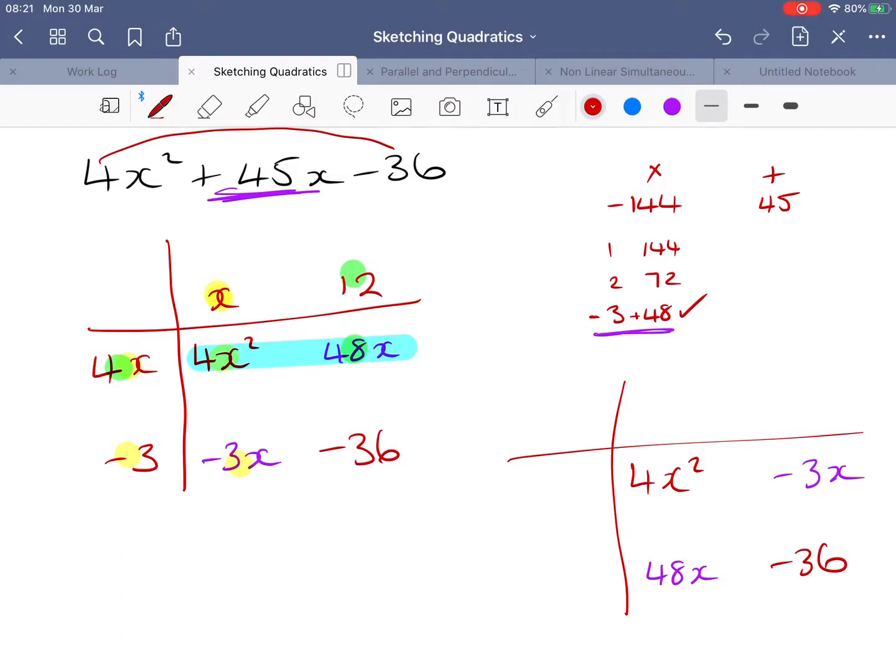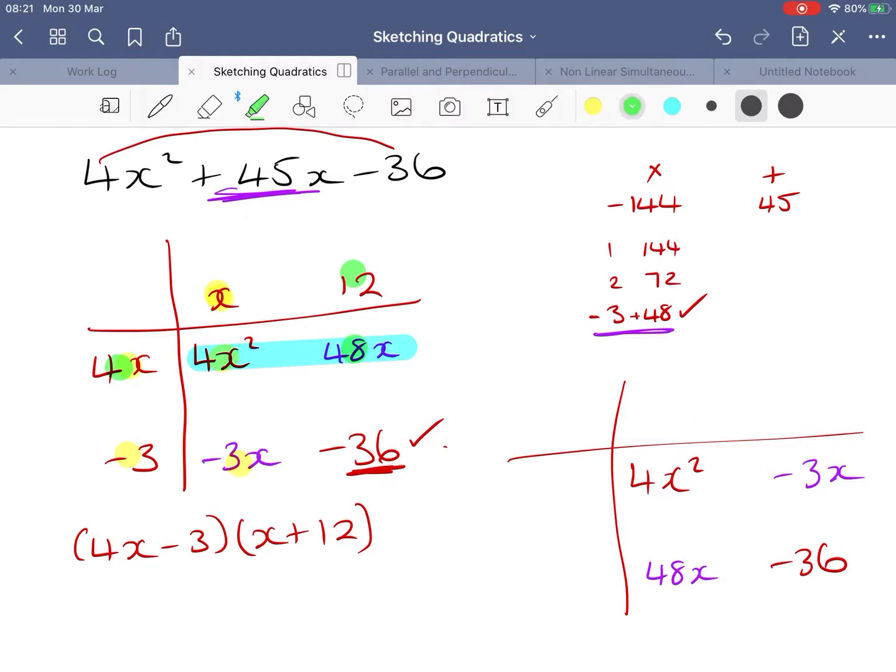And then let's do my check. 12 times minus 3 makes minus 36. Yeah, so my two brackets are 4x minus 3 and x plus 12. Right, let's do it the other way. Let's see if it works.